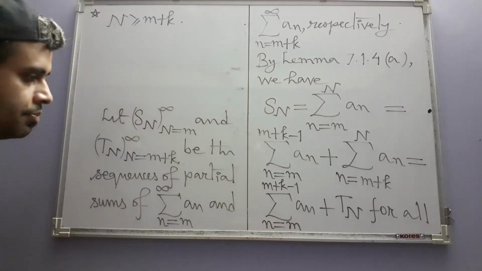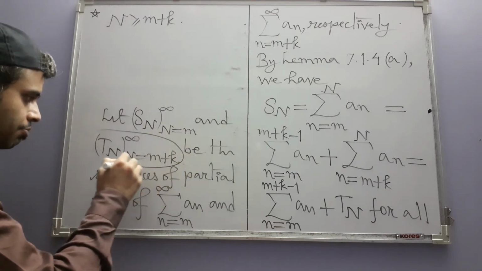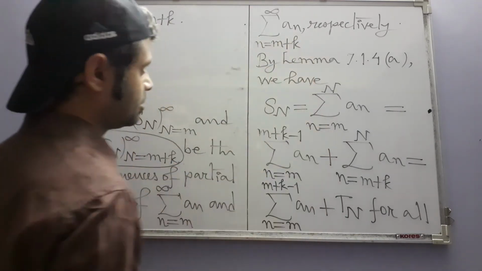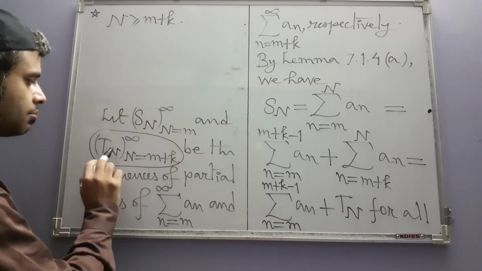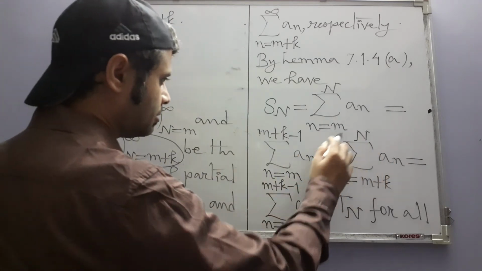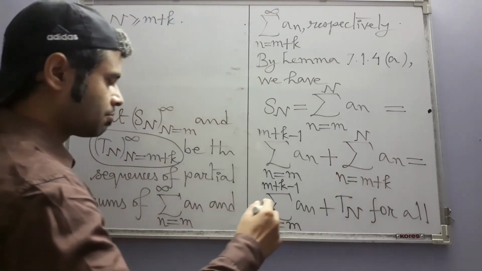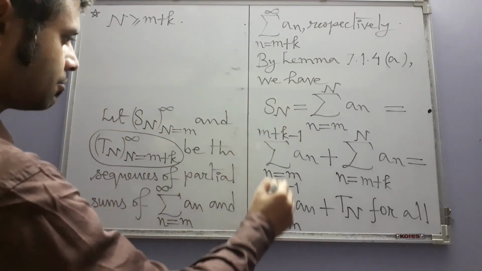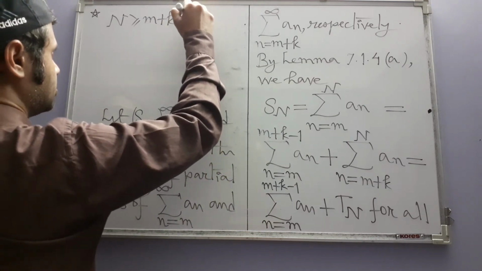Is that justified? That is justified because this second sequence of partial sums is the sequence of partial sums of this infinite series where things are starting from m plus k. So if you write the nth term of this sequence, that is Tn, then it will be the finite series where the terms are an, the index starts from m plus k and goes to capital N. So that's why we have this thing, Sn equals this plus this. Let us just write that separately.